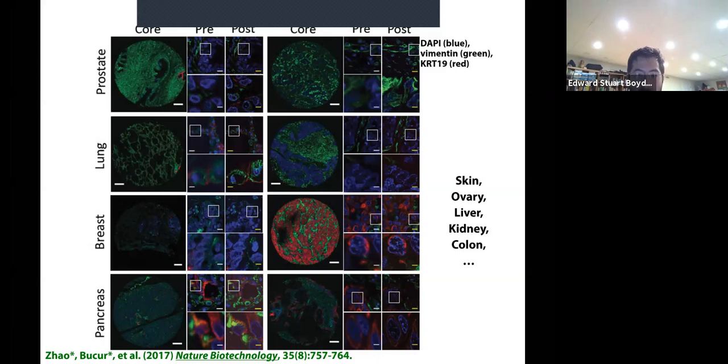Yongxin Zhao and Octavian Bucur worked with my group and Andy Beck's group to show that we could expand human tissues. Shown here are examples of prostate, lung, breast, pancreas, and not shown are other organ systems from humans. On the left are normal, and on the right are cancer-containing biopsies. In the upper right is the color code, a nuclear stain in blue, and antibodies against vimentin and keratin in green and red.